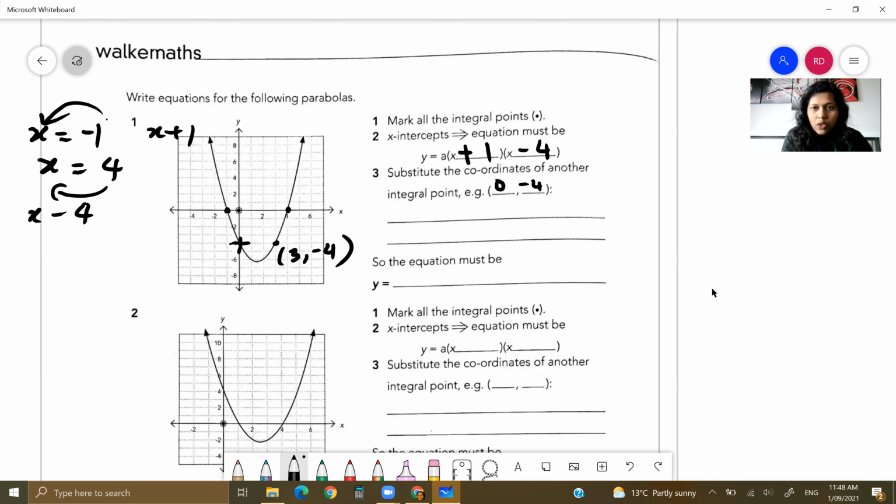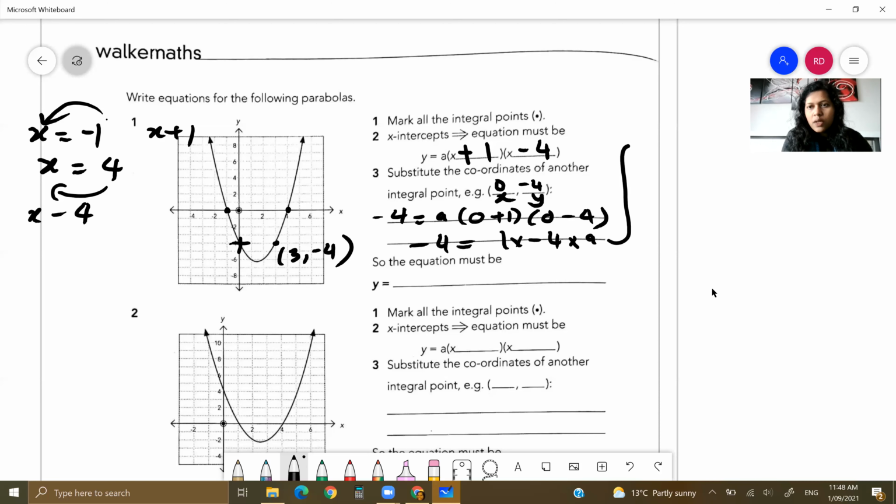Now I'm going to use that point to work out again the number in front, the a. So I will be substituting. So this is x and that's y. So when x is 0, y is -4. So -4 is equal to a times (0 plus 1) times (0 minus 4). Okay, so 0 plus 1 is 1, 0 minus 4 is -4. So those two are being multiplied, and then I've got the a. Now that becomes on the right hand side -4a, and then on the other side it's -4.